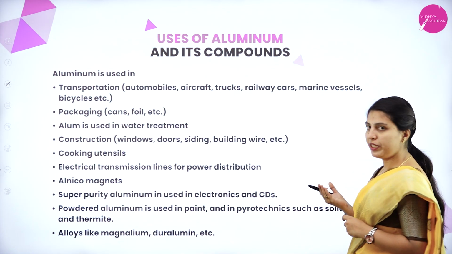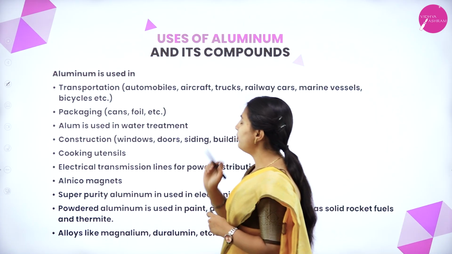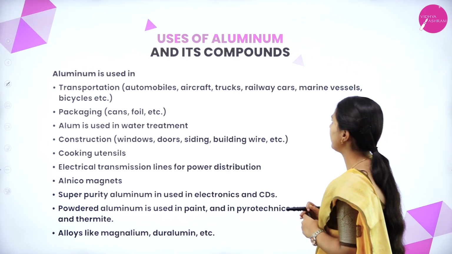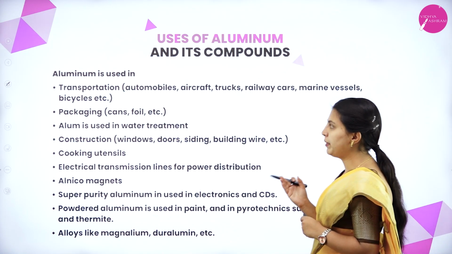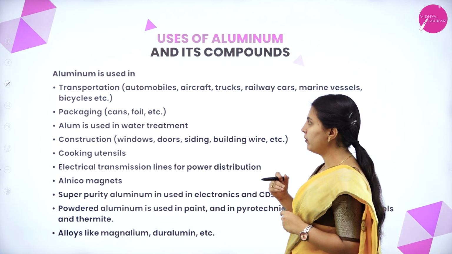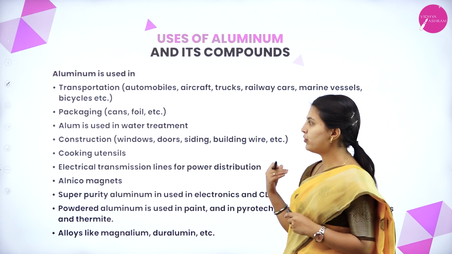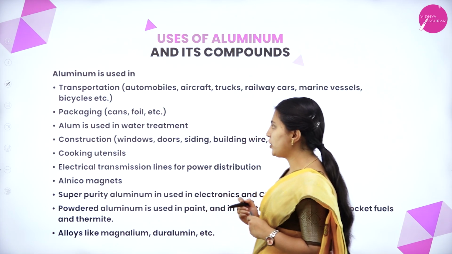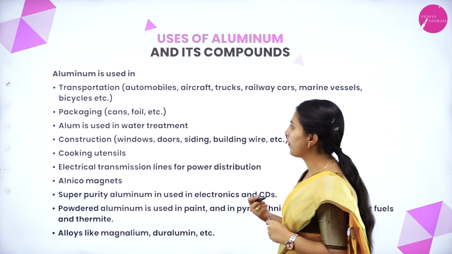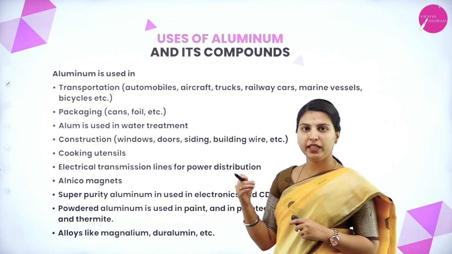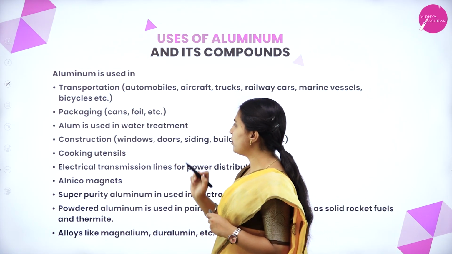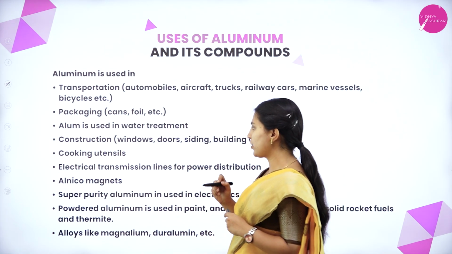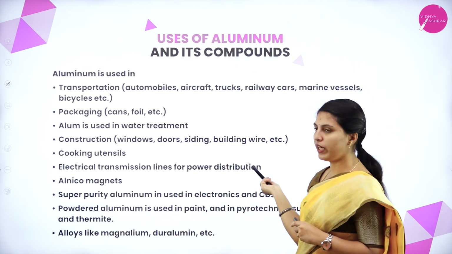Next, uses of aluminium and its compounds. Aluminium is used in transportation like automobiles, aircraft, trucks, railway cars, marine vessels and bicycles, etc. Aluminium is a metal, you know that, which will be used in many automobile or transportation industries. Next, packaging: cans, foil, etc. You have seen oil cans and all, they will be aluminium cans. Alum is used in water treatment, that aluminium alum will be used in water treatment. Next, construction: windows, doors, siding, building wire, etc.